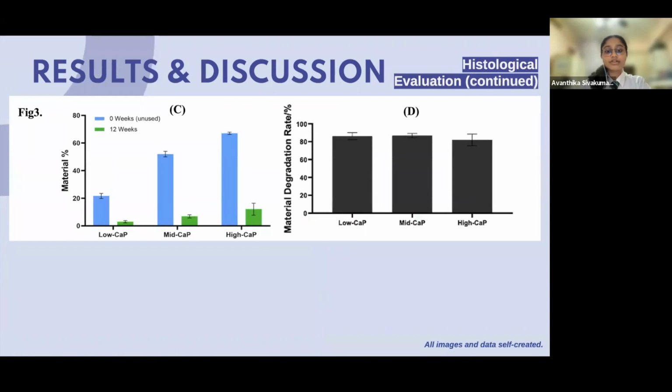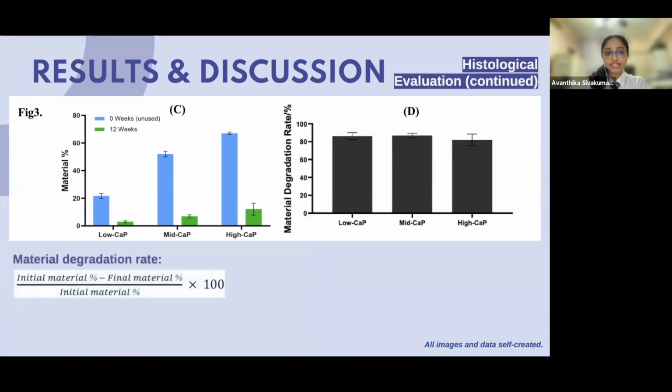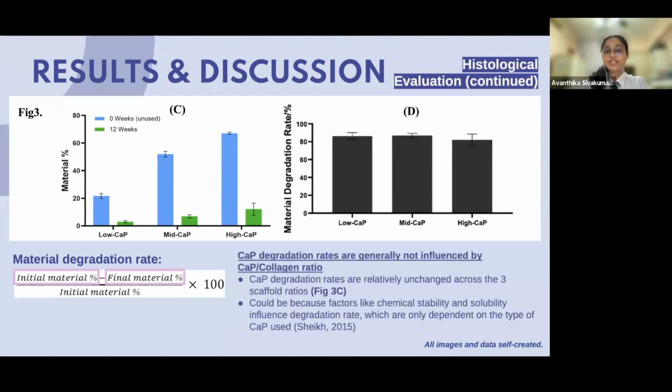Degradation rate of calcium phosphate was calculated using the formula shown here, where the initial material percentages obtained from micro-CT of the unused scaffolds and the final material percentage from histological evaluation. Surprisingly, CAP degradation rates did not appear to be influenced by CAP collagen ratio, and this can be explained, however, by the fact that the same CAP type was used across all three ratios, and current literature suggests that only factors such as chemical stability and solubility, which depend on the CAP type, influence the degradation rates in an in vivo environment.